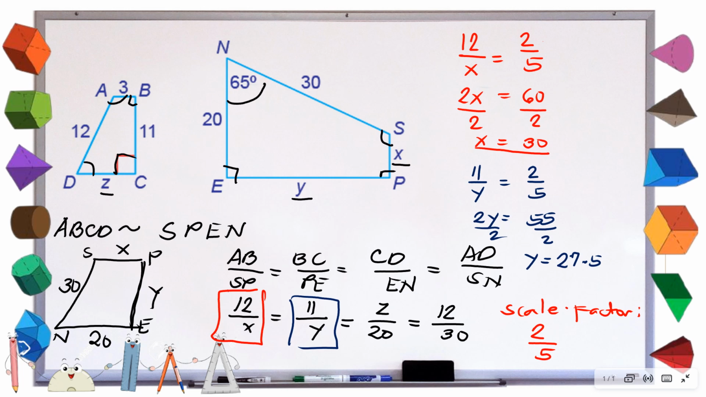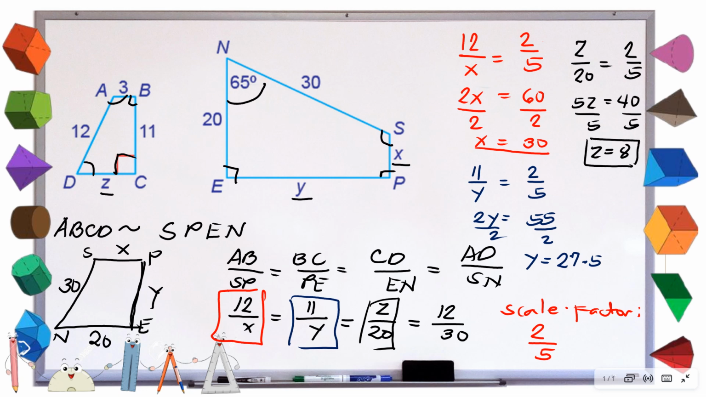Then last one, we have the z over 20. So you have z over 20 is equal to our scale factor, which is 2 over 5. So cross multiply 5 times z, so 5z, 20 times 2 is 40. Divide both sides by 5. So that means that the value of z is 40 divided by 5 is 8. So the value of x is 30, the value of y is 27.5, and the value of z is 8. So that's how we're going to find the scale factor and how we're going to find the other variables of our given polygon.